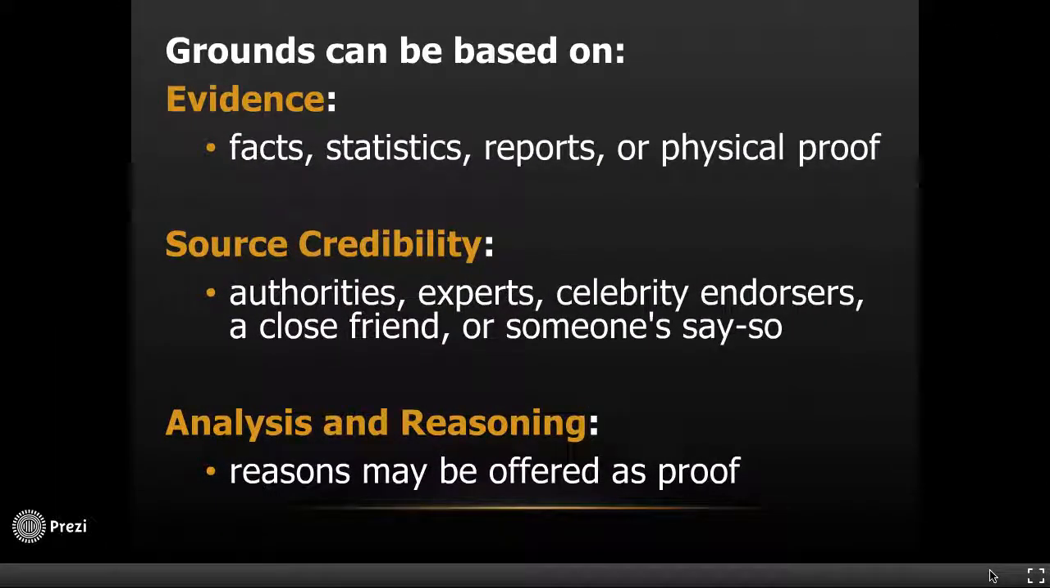Much like you can have different types of claims with judgment, fact, and also policy, you can have grounds based on various things. The primary one that we tend to look at is evidence, in the sense that it's something you can verify with facts, statistics, reports, physical proof like the barometer. You could also do something such as source credibility: authorities, experts, celebrity endorsers, close friends, someone else to say so.